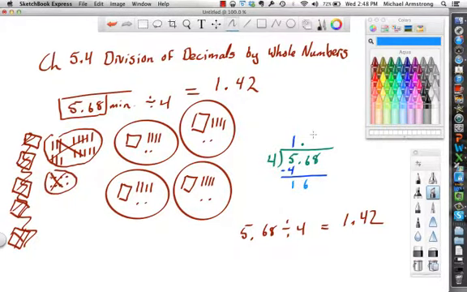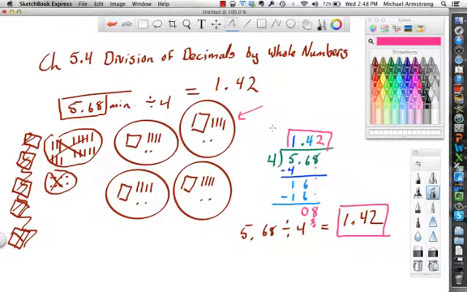4 goes into 16 4 times. 4 times 4 is 16. Subtract, and that leaves 0, but you have to bring down your 8. And 4 goes into 8 2 times. 2 times 4 is 8, which leaves 0. You end up with nothing left. Our answer, our quotient, is 1.42, and that matches our quotient over here. It matches our picture right here, and we can see that that's right.